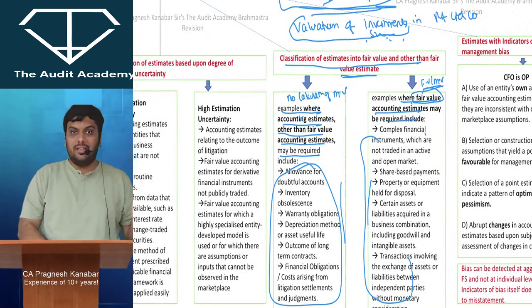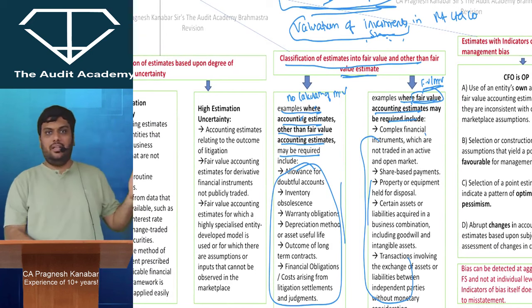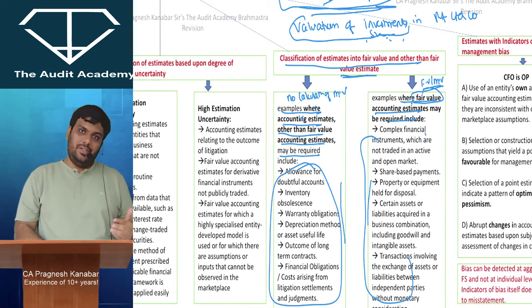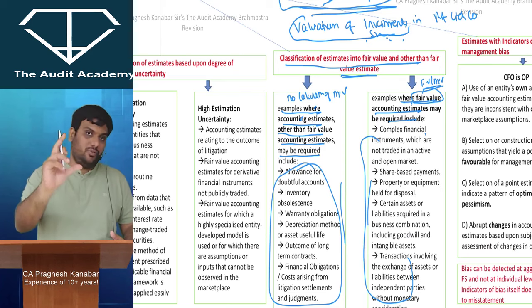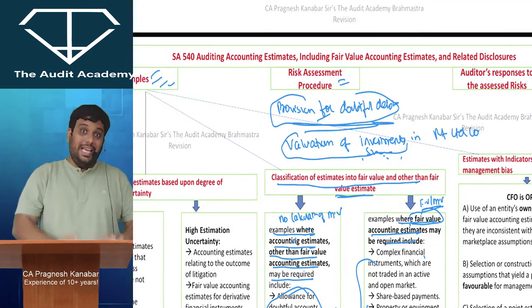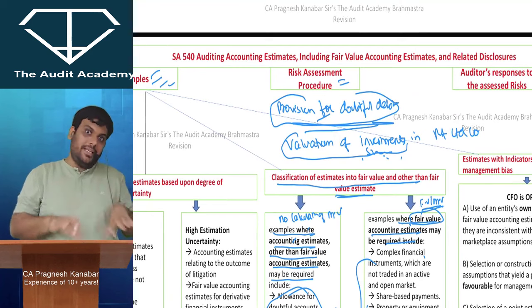If they ask you to give examples, and they have done this in multiple attempts, just asking you to give the examples, whether it is fair value or other than fair value, you have to see it very carefully. Second way of looking at the same estimates.